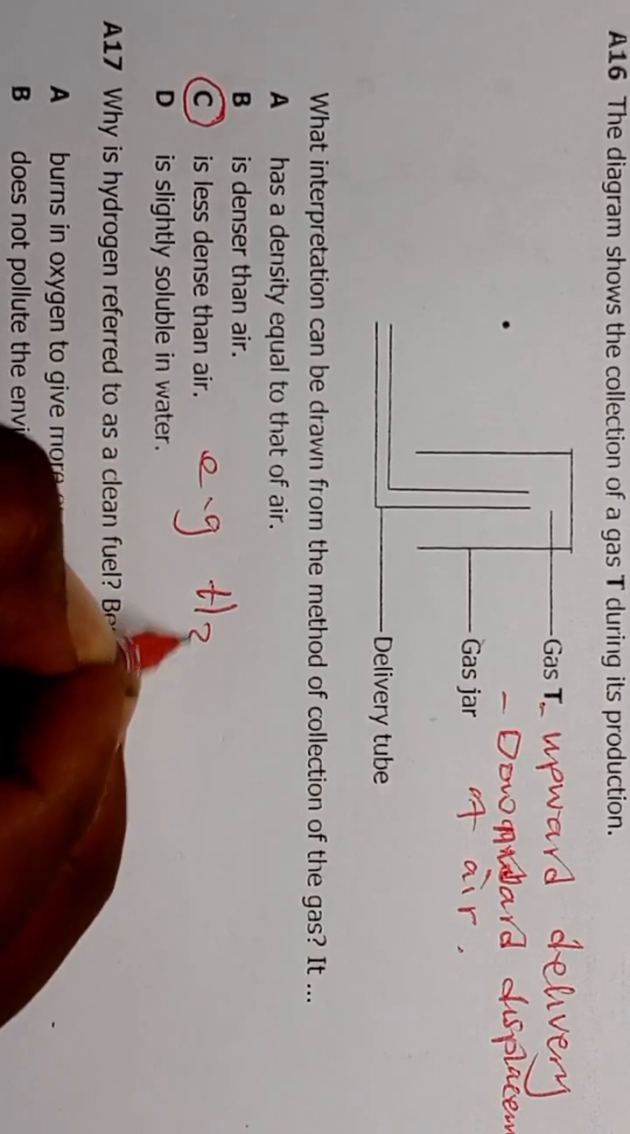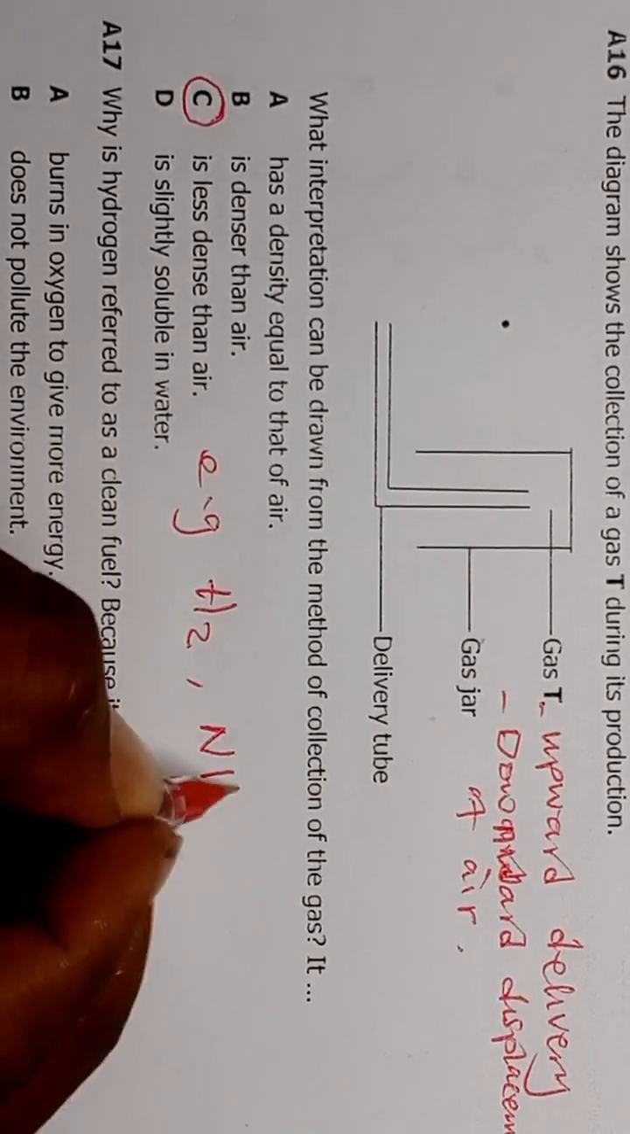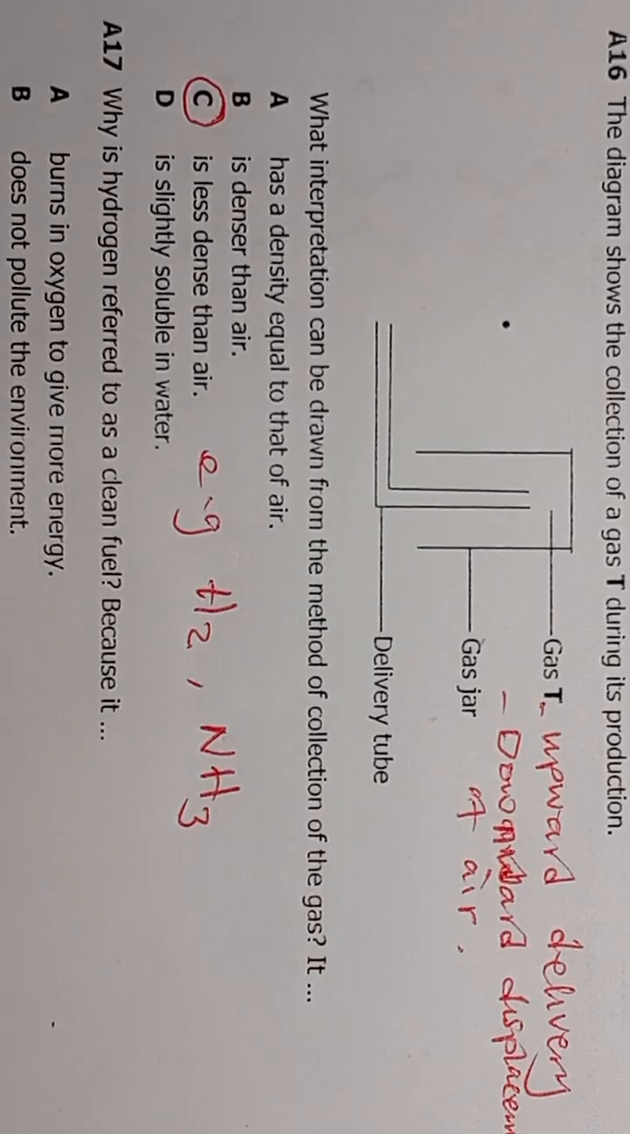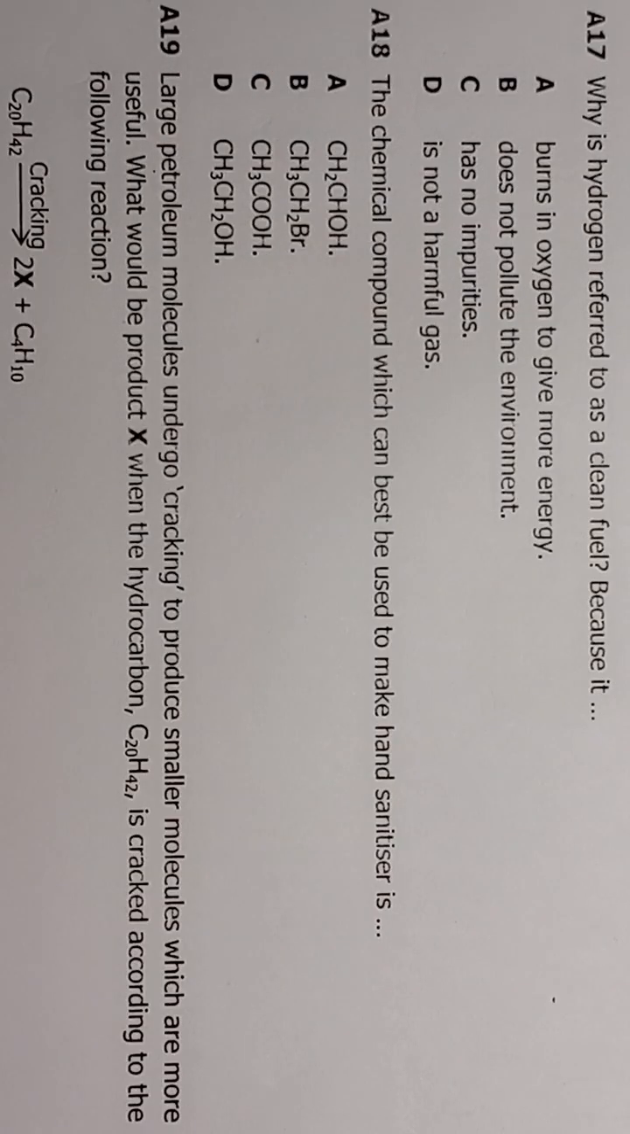E.g. hydrogen and ammonia. Question 17. Why is hydrogen referred to as a clean fuel? Because option A, burns in oxygen to give more energy. Option B, does not pollute the environment. Option C, has no impurities. Option D, is not a harmful gas. So the answer is B, it does not pollute the environment.